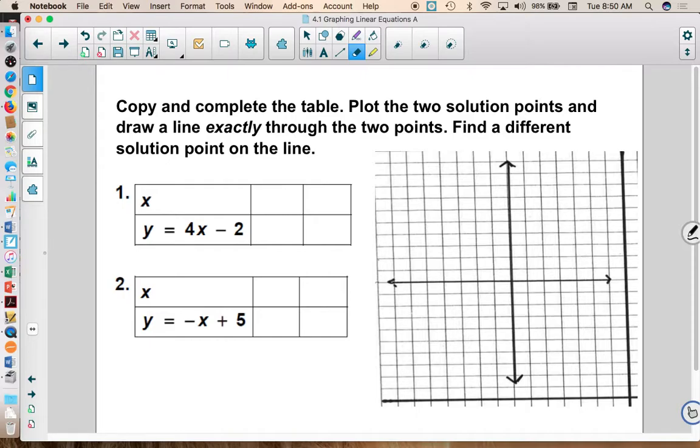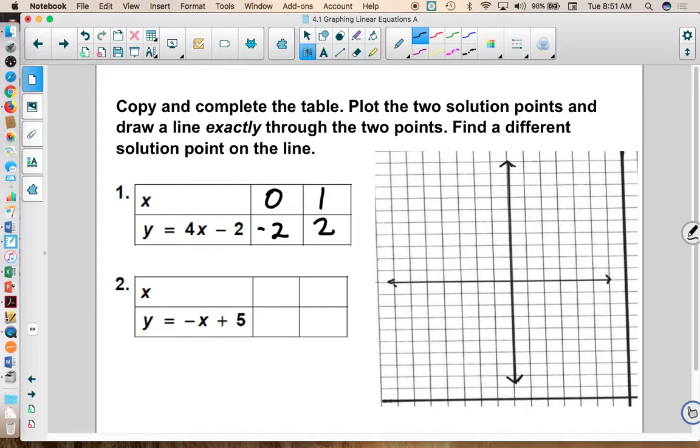Keep it simple. Make it as easy as possible. And I only need 2 points. Well, in this particular one, on that first one, if I plug in a 0 for x, she says use 0 and 1. If I plug in the 0, 4 times 0 is 0, and we'd have -2. Do you agree? Okay, 1 times 4 is 4, minus 2 is 2.